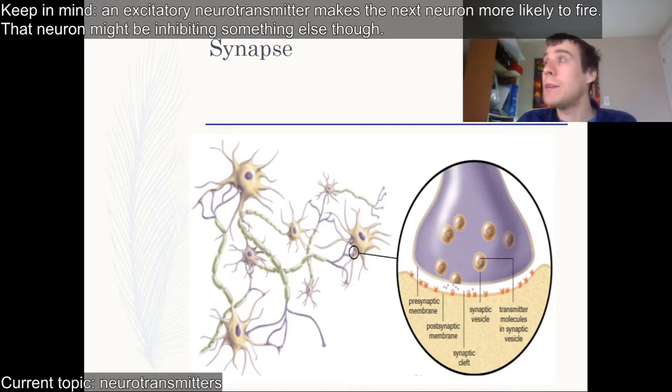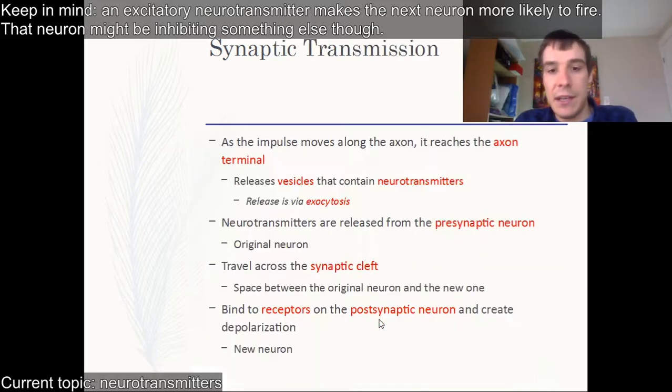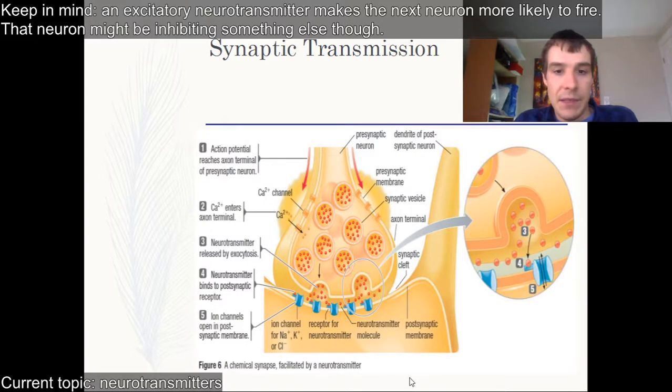The more likely to fire ones are called excitatory. There's the word up there, excitatory, and they'll make it more likely to fire. But that next neuron might be inhibiting something else, so it's almost like a little computer in there that has code. It's really interesting. So that's another picture of it.